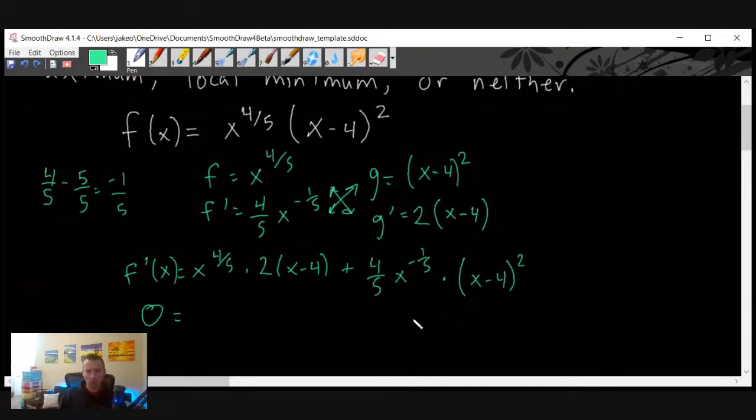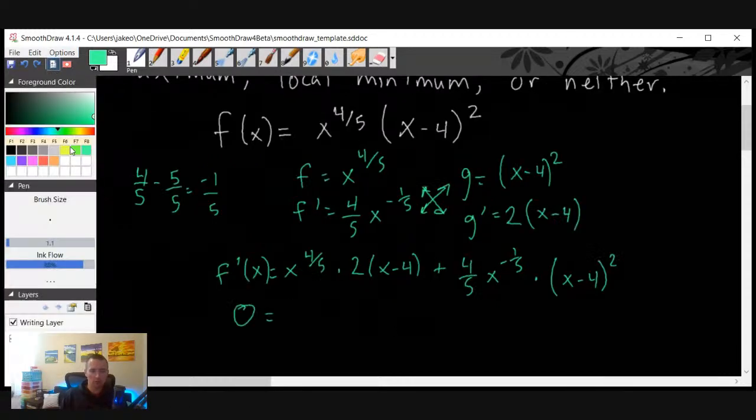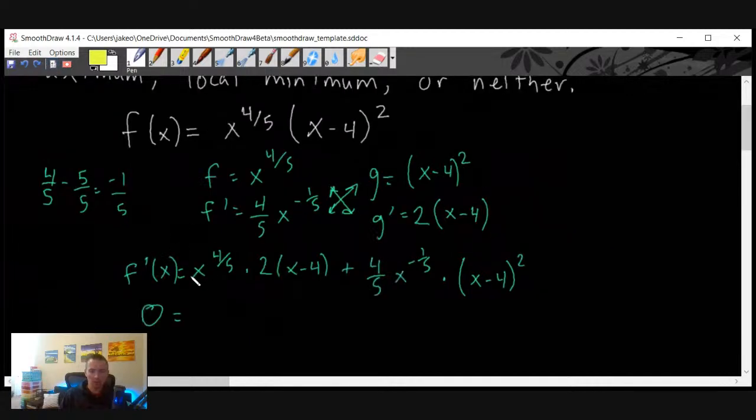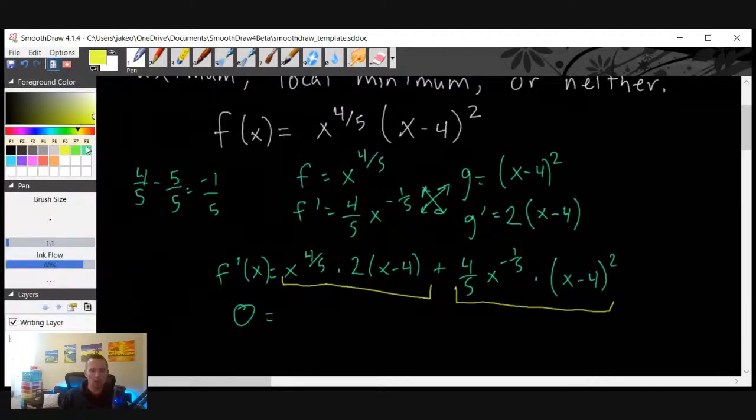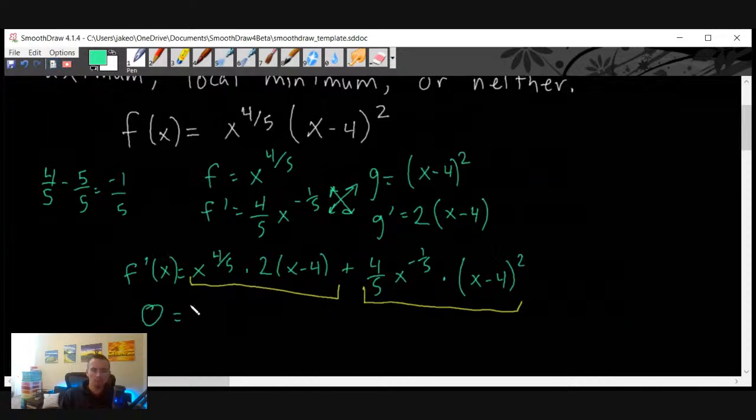So when we're trying to factor this out, what we want to do is look for basically anything that these two chunks have in common. If we consider this to be one of our terms and this to be our other term, because everything within each of these terms is being multiplied together, so we have this times this times this. Same thing over here, 4/5 times x to the negative 1/5 times this whole piece here. So what we want to look at is, what do these two terms have in common? Well, they both have x raised to some power that has 1/5 as the denominator.